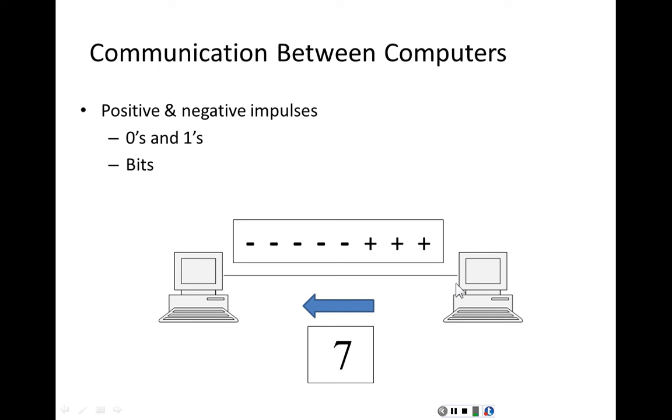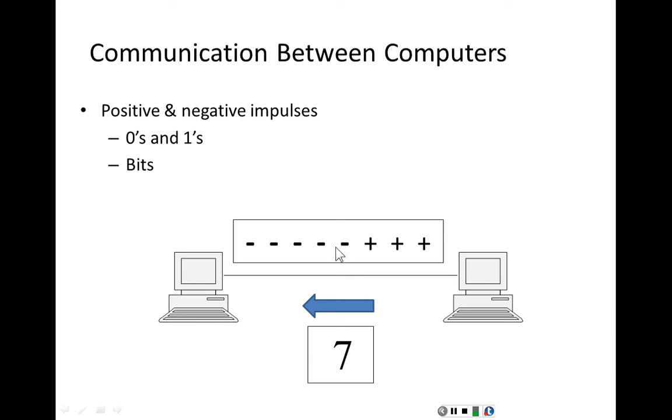So if one computer can only send positive and negative impulses to another computer, how can it possibly send the number 7? In this example, we have 5 zeros and 3 ones, which represent the number 7. So the way one computer can send the number 7 to the other computer is it sends a combination of 8 bits together. 8 bits together is called 1 byte.